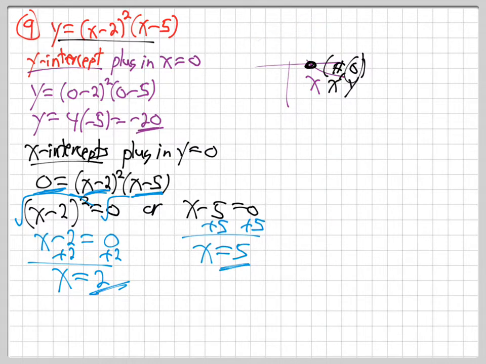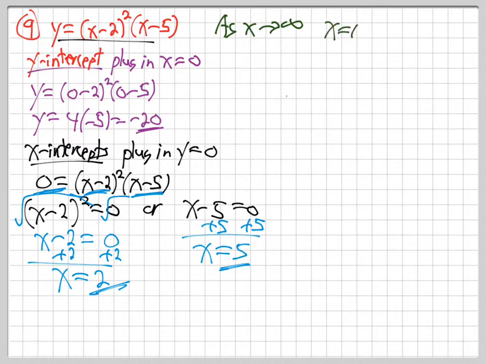Now they're asking us about x going to infinity for this one. When x goes to infinity, where does y go? So as x goes to infinity, I'm just going to plug in like 100. That's just a big positive number. I'm going to take our equation here and plug in 100 for x.